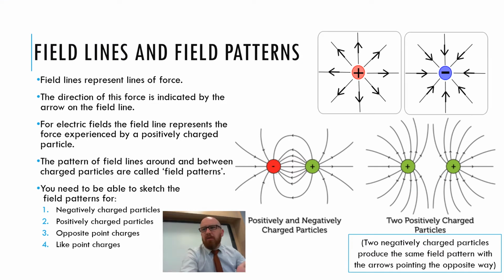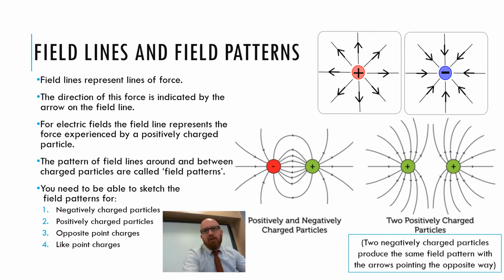Okay, field lines. You would probably be familiar with field lines from your work in second year, and we're going to look at what field lines look like. Field lines represent force, so these lines represent the direction of the force, and the direction of the force is indicated by the direction of the arrow. So if the arrow is going one way, then that's the force experienced.